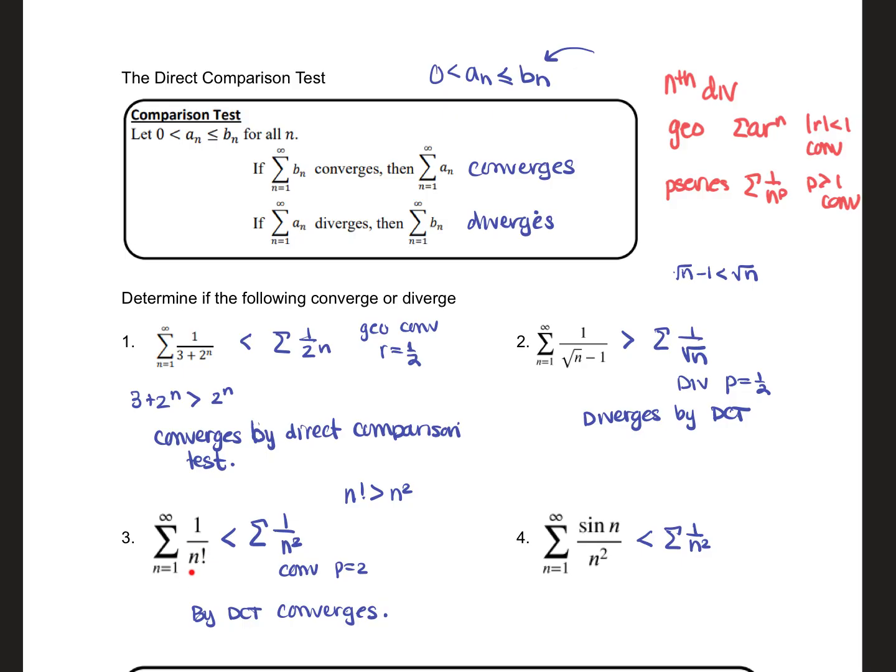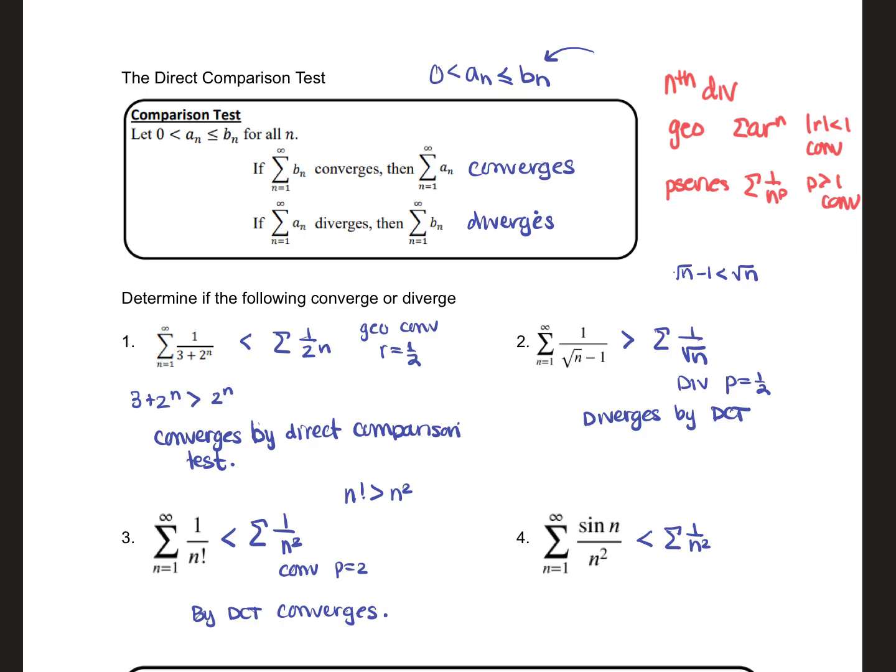In the factorial case, now that doesn't look like any series we know, but we know factorials grow so fast. We know a factorial is going to be bigger than n squared after like 3 or 4, maybe 3. But after that point, it's always bigger. So that's all we care about: after some point, is it always bigger or always smaller? We know that it's less than a convergent series, so therefore it converges. And this is kind of the most famous thing that you use it for.